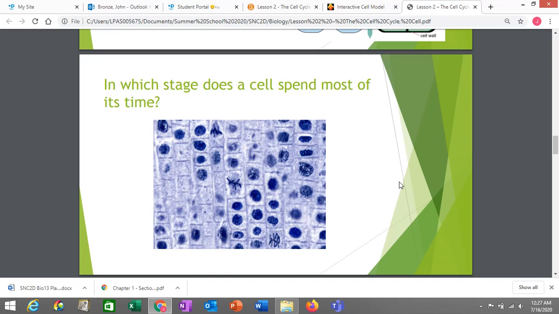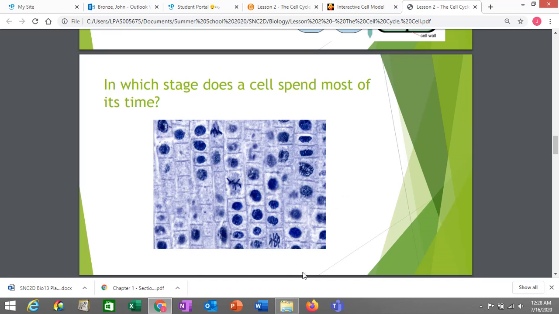So my question for you is, if we have interphase, which is composed of gap 1, S, and gap 2, and we have mitosis, which is composed of prophase, metaphase, anaphase, telophase, plus cytokinesis at the end, where does a cell spend most of its time? I could just tell you the answer, and I guess I will, but it's kind of cool because you can figure it out by looking at pictures like this.